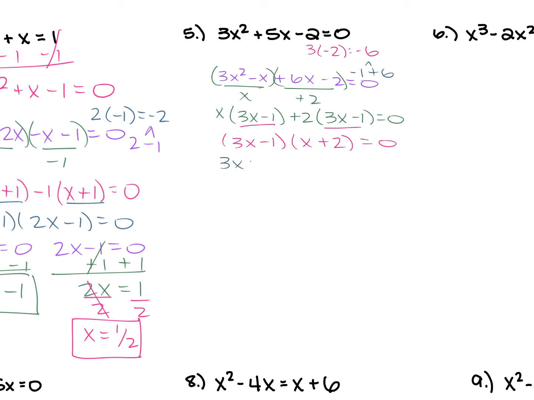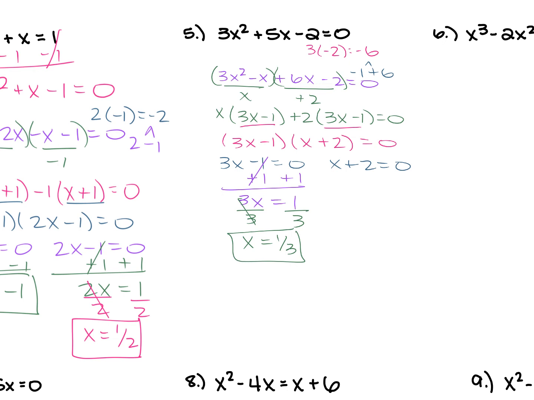Set these both equal to 0, and then solve. Move your 1 over, and the 3x minus 1 is equal to 0 by adding it to both sides. That's going to give you 3x is equal to 1. Then divide each side by the 3, and x is going to give you 1/3. For the x plus 2 is equal to 0, subtract your 2 over, and that gives you that x is also negative 2.